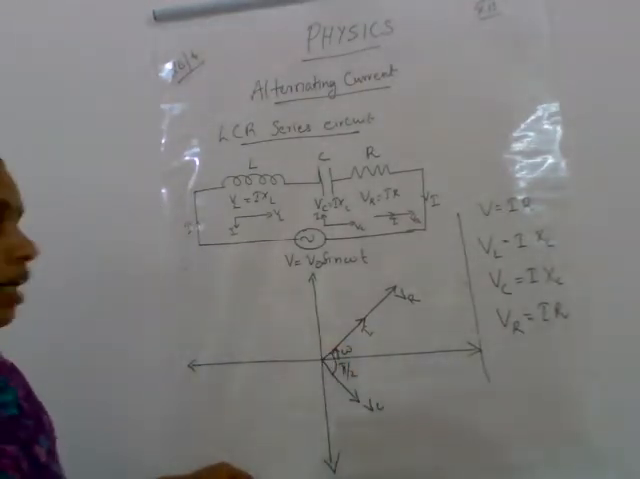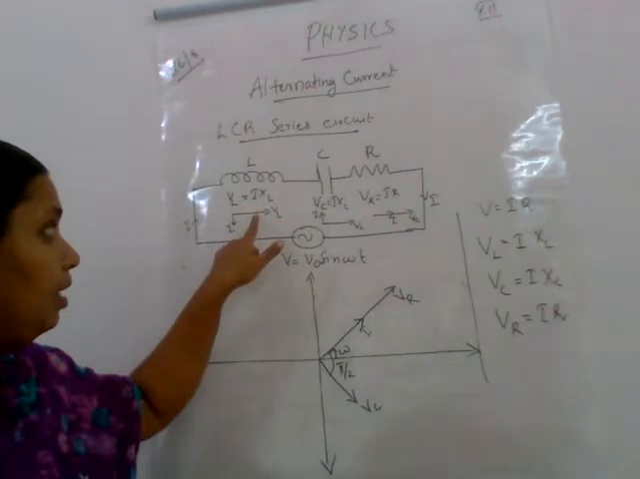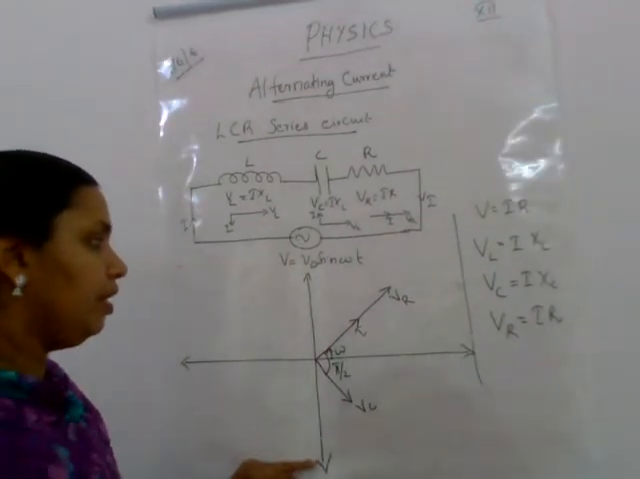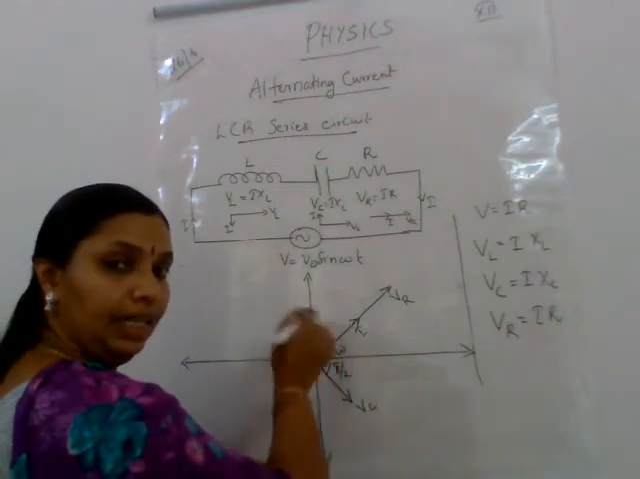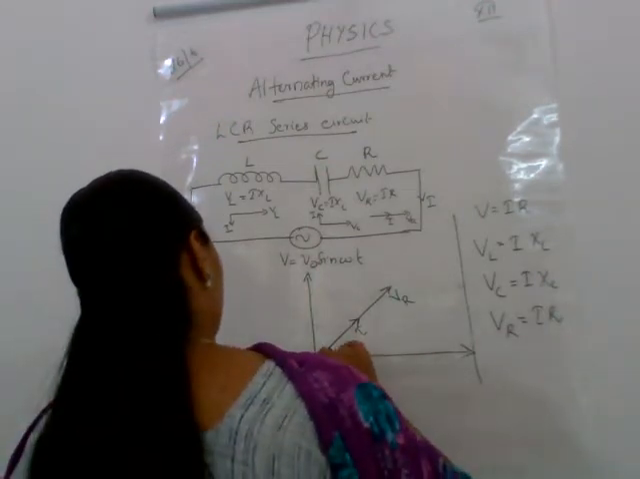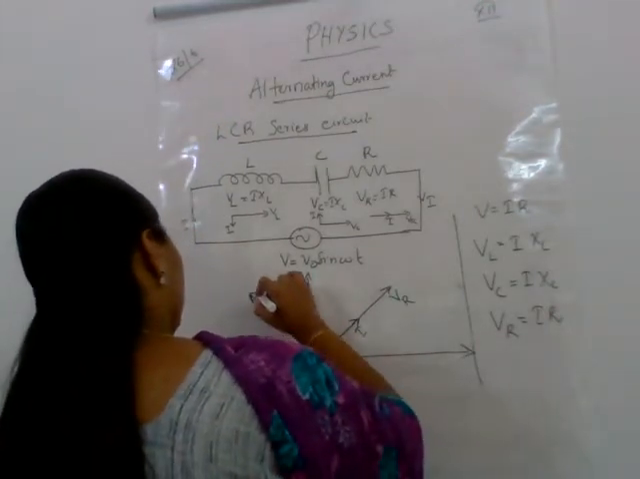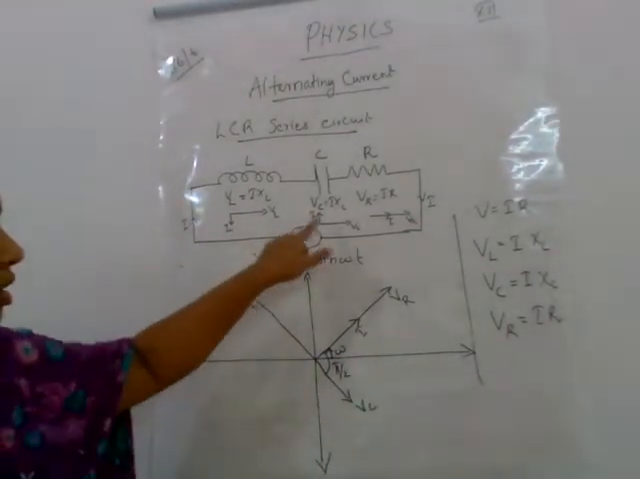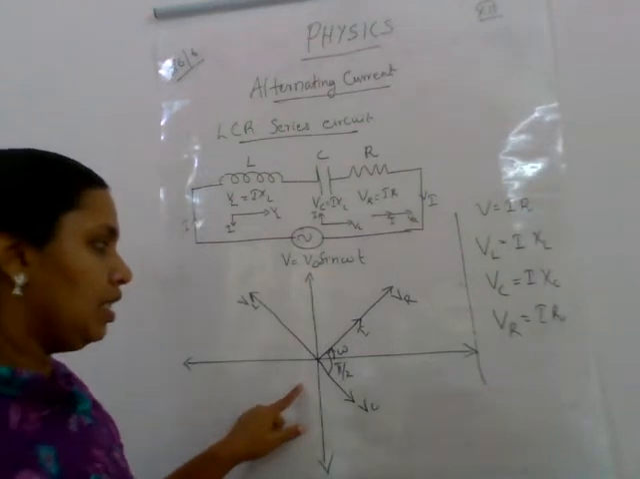Isn't it? Then where will be VL? VL leads I. Here I. So where will be VL? VL will be 90 degree more than this. So we can draw VL here. This is VL. Okay, that is all these things I combine in a single diagram.